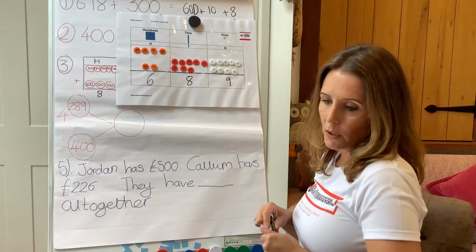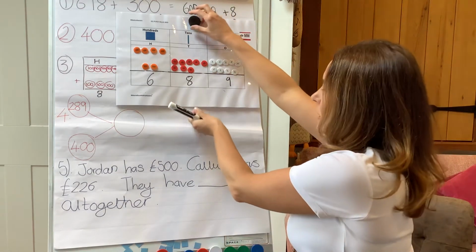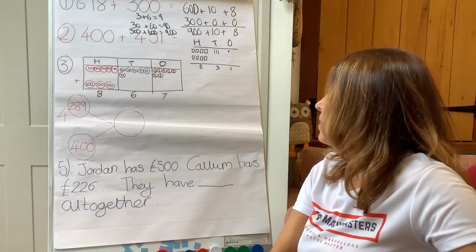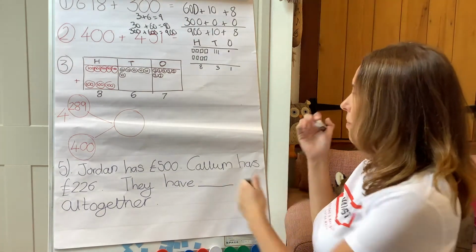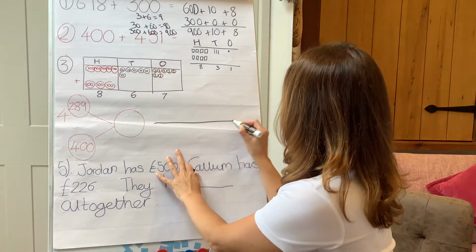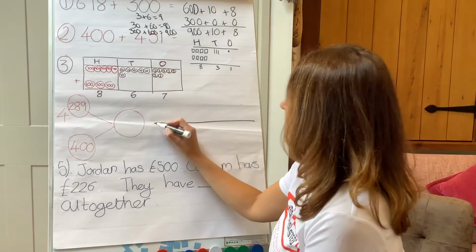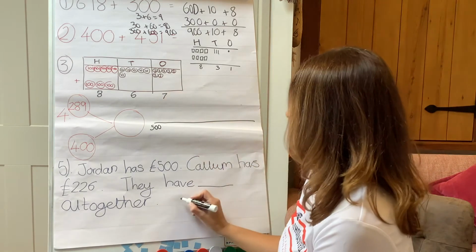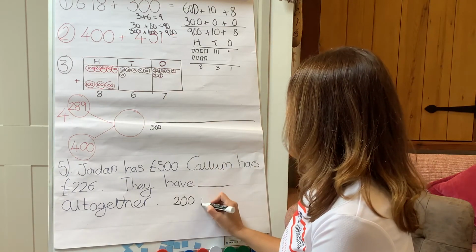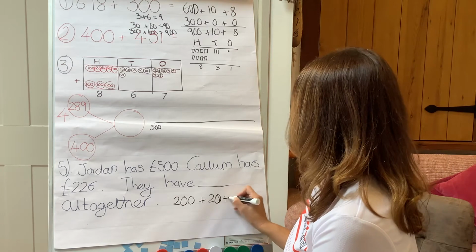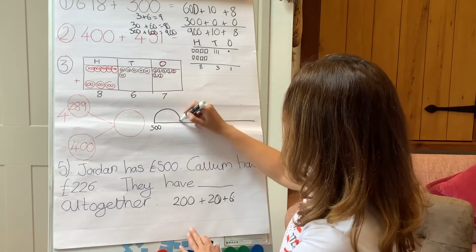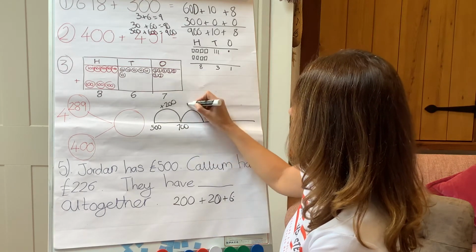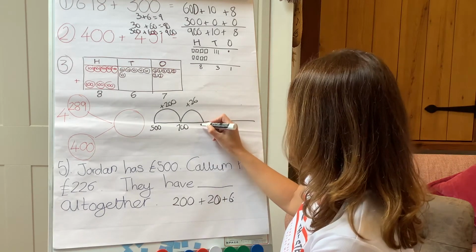The final one, Jordan has £500 and Callum has £226. They have altogether what? Okay, so I'm going to use a number line for this one. So I'm going to start at 500 and add on 226. So I'm going to partition 226 to add it on. So I'm going to go 500, add 200 is 700, and then add 26, which will give me 726.